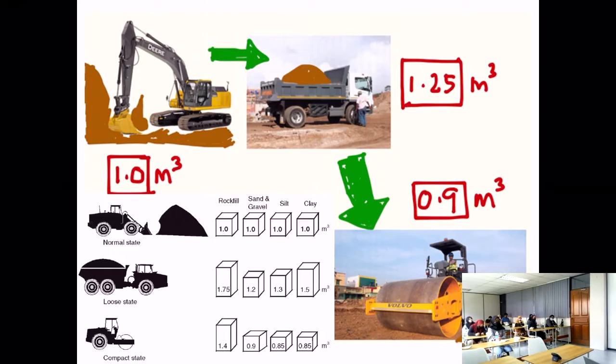You can see this excavator is removing the soil, or cutting the soil from the hill. 1 meter cube. And 1 meter cube of soil from the excavation.